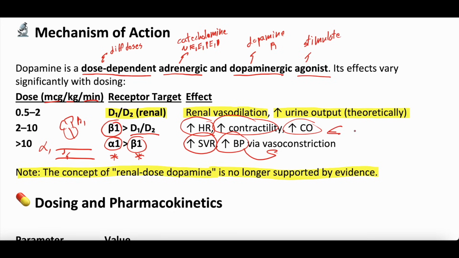It still has a little bit of the cardiac beta-1 effects, increasing heart rate, contractility, and cardiac output, but it primarily increases your blood pressure at these higher doses. And this will be important when we talk about indications, because there's going to be some dose-dependent indications here as well.